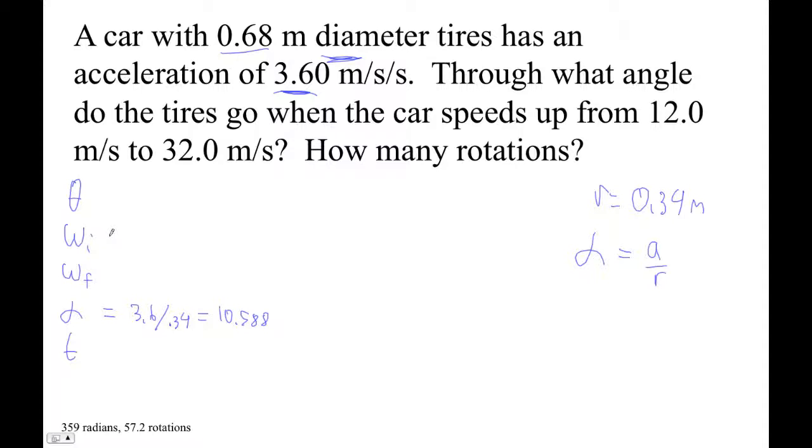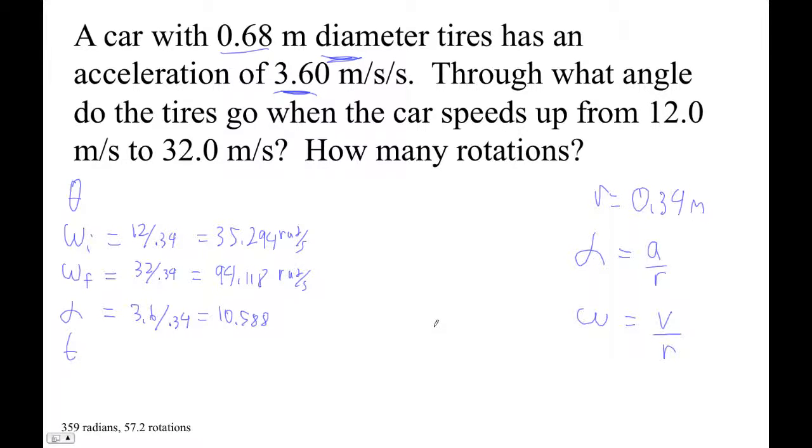Okay, and then the car is going from 12 meters per second. So I'm going to use the angular velocity is linear velocity over r. So this is 12 over 0.34, which is 35.294, and that's radians per second. And then the final velocity is 32 meters per second, so that's 32 divided by 0.34 to get the final angular velocity. 32 divided by 0.34 is 94.118, and that's radians per second.